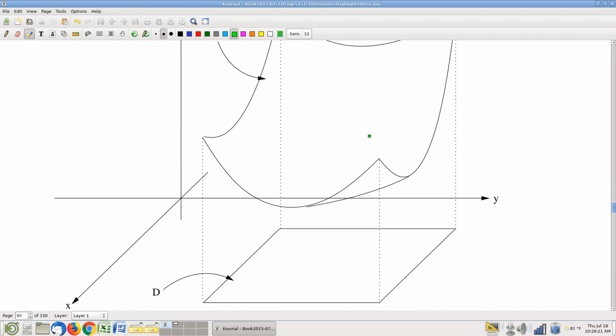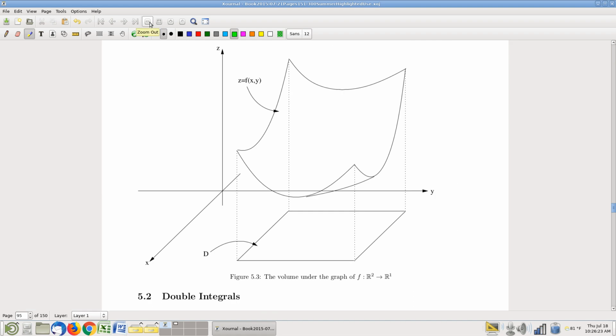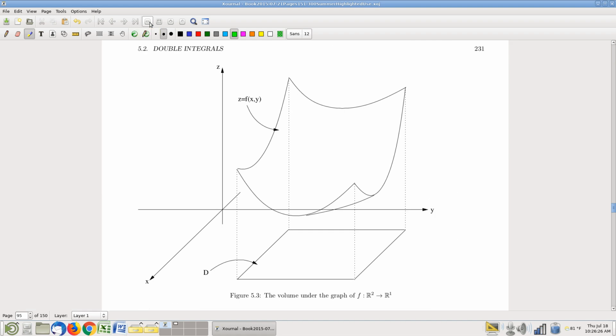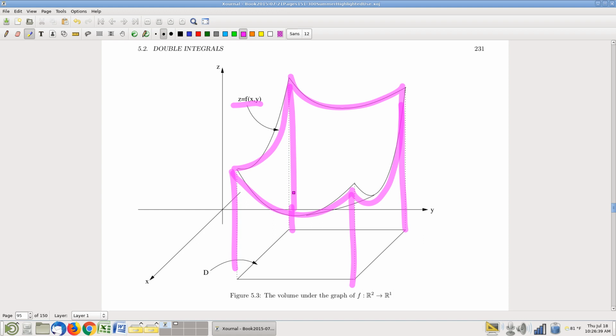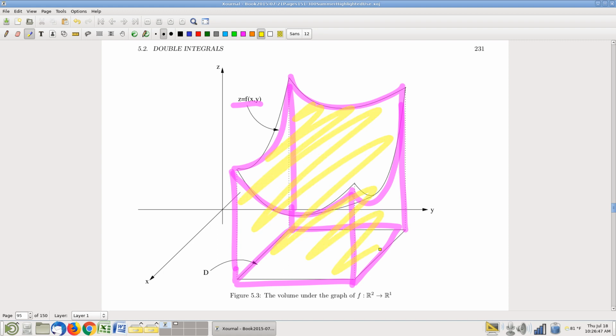Here's the multivariable version of area under the graph of a function of x. The multivariable version would be to look at the graph of a function of two variables like x and y and look for the volume under that graph. Yeah, everybody on board? Okay, so it's a geometry problem. How do you find the volume under a surface, specifically a surface that is a graph?